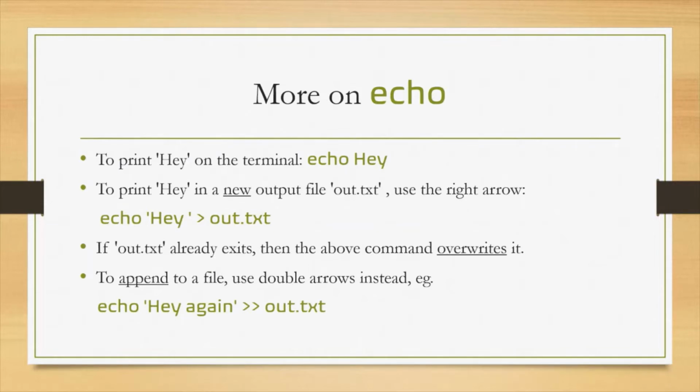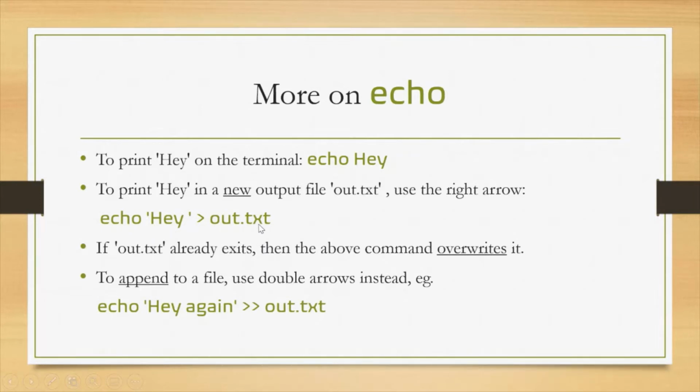So first, echo. We just saw how echo followed by some text just prints that out into the terminal. Now, what if you want to print into an output file instead, say out.txt, as I say here? Well, you use the right arrow, or greater than sign, and write the name of the output file. So this just creates an output file called out.txt and writes hey into it.